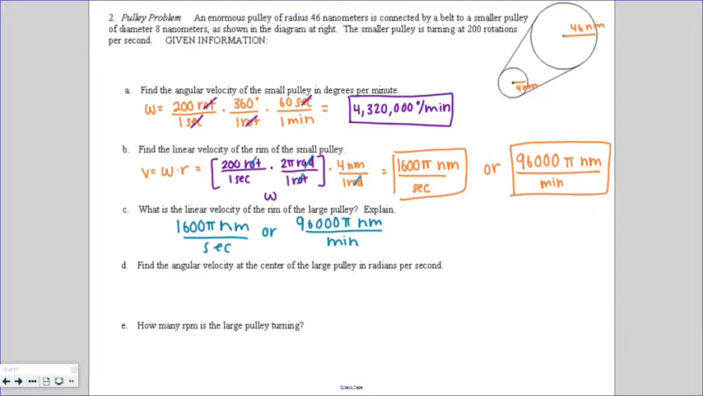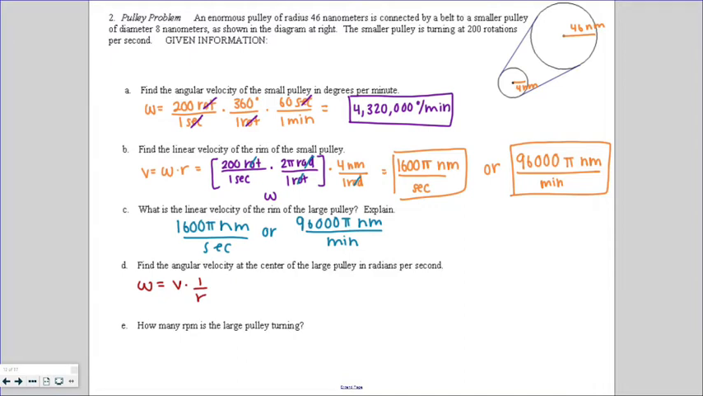But then this is where it gets even trickier, which I think B was actually kind of tricky because you also had to convert to radians there. But D is a kind of different question here. D is asking, find the angular velocity at the center of the large pulley. Okay, angular velocity. Here's what I'm going to do. I'm just going to write the equation for angular velocity. It is linear velocity times 1 over r.